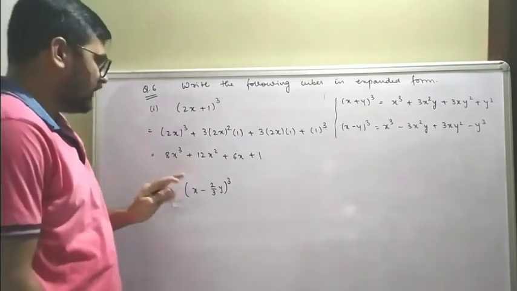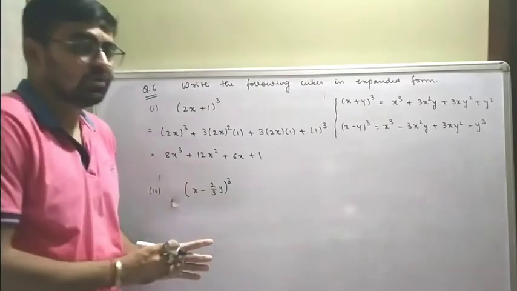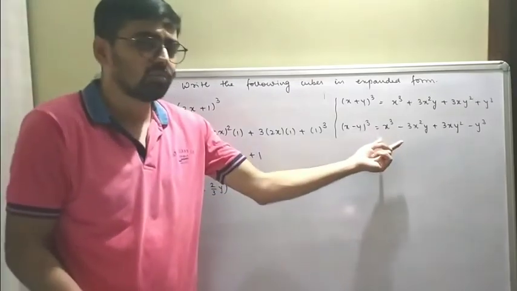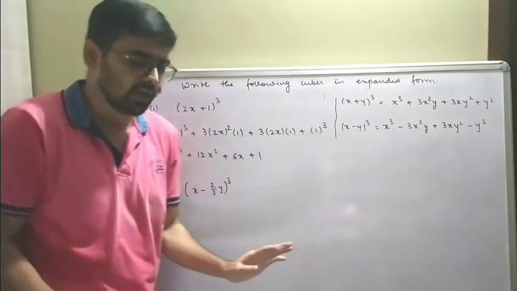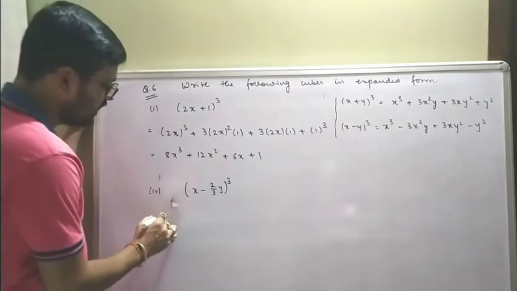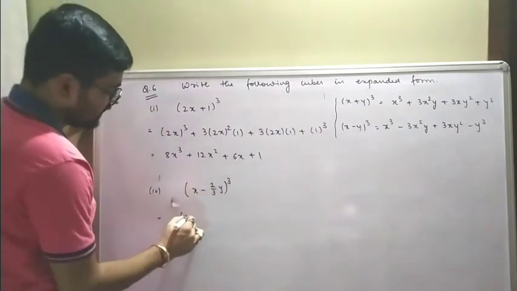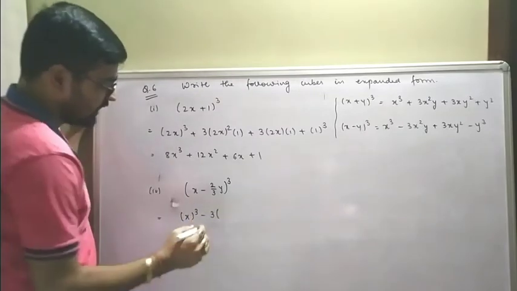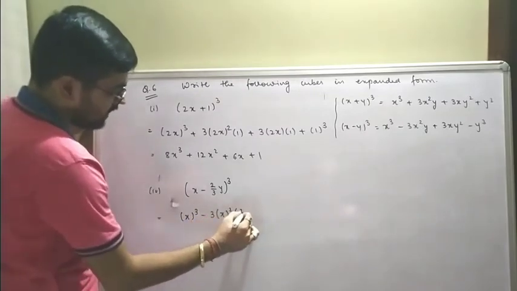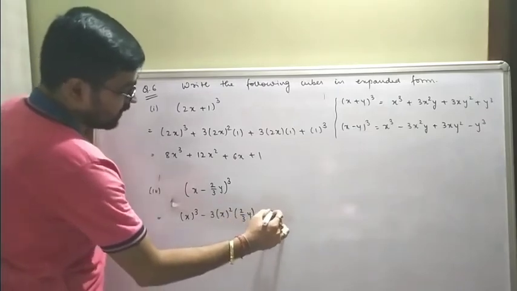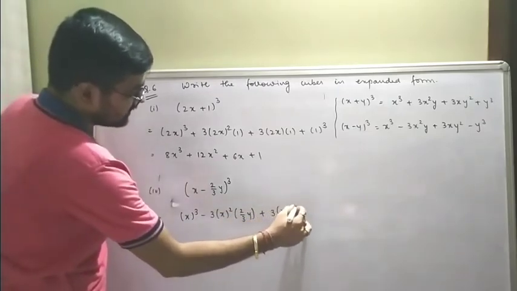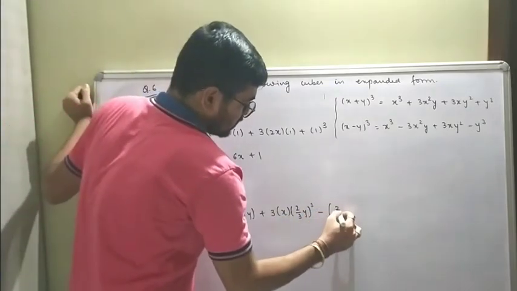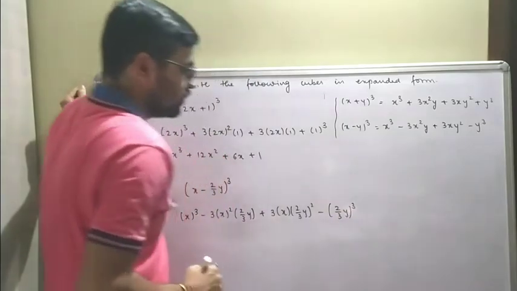Correct. Simple. Now see, again if you look at the fraction you will get afraid. My god, what is this? There is nothing to worry about. Just simply go with the formula. No need to worry at all. Just simply go with the formula. So according to the formula, first is x cube, then minus 3 times x square into 2 by 3y plus 3 times x into 2 by 3y square minus 2 by 3y whole cube.